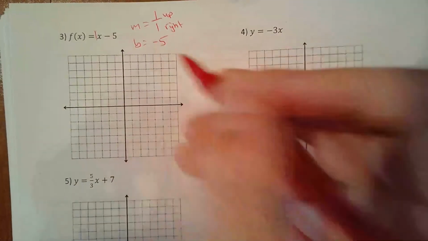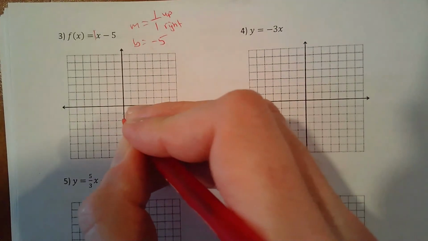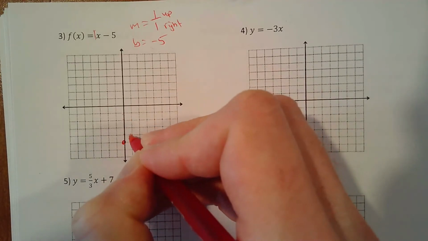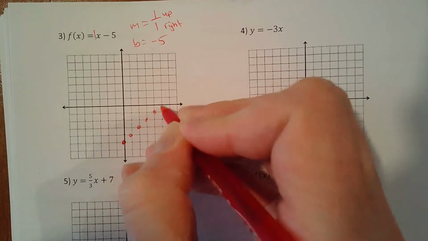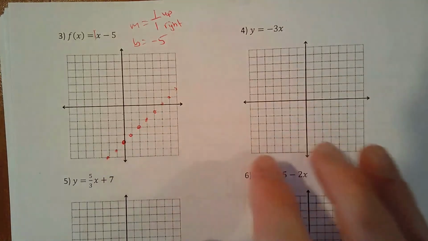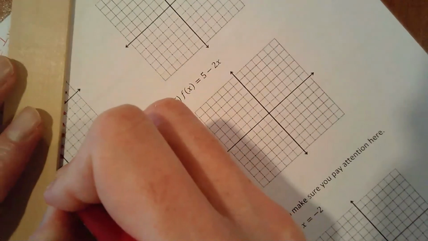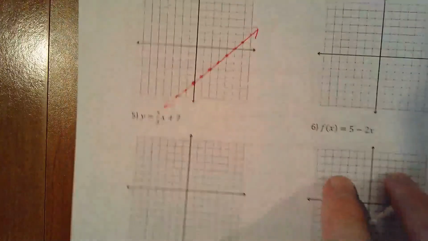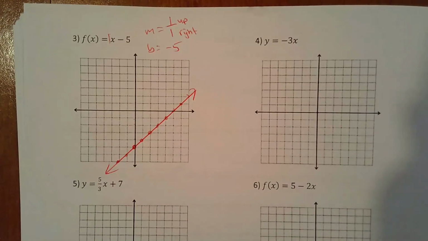So I'm going to, starting point, go 1, 2, 3, 4, 5. Again, I can go up 1, right 1. Keep doing that, or you could go down 1, left 1. Okay, so there's my graph. Let's see the next one.